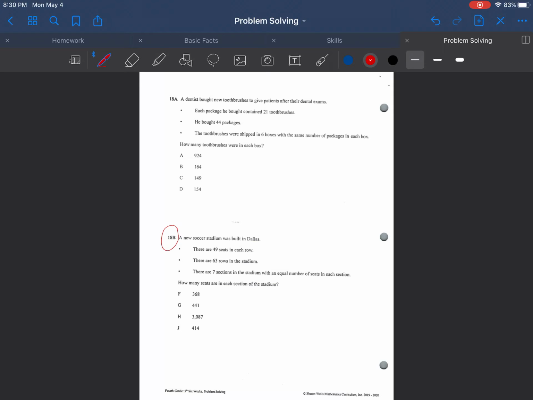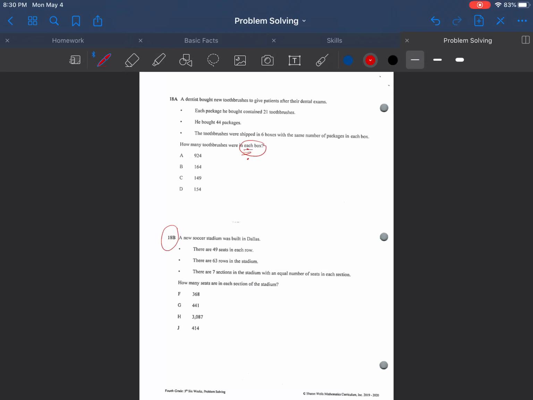It says, a dentist bought new toothbrushes to give patients after their dental exams. Each package he bought contained 21 toothbrushes. He bought 44 packages. The toothbrushes were shipped in 6 boxes with the same number of packages in each box. How many toothbrushes were in each box?